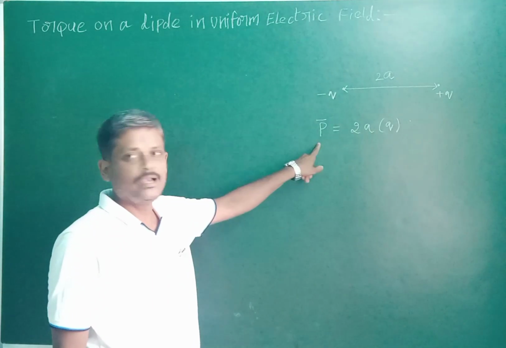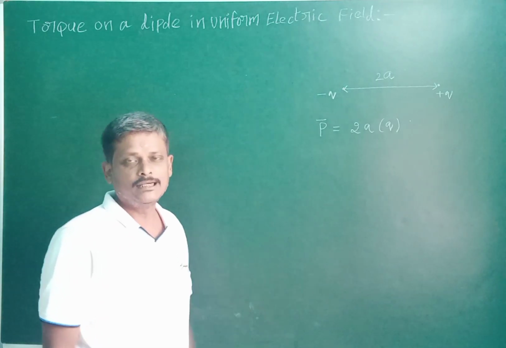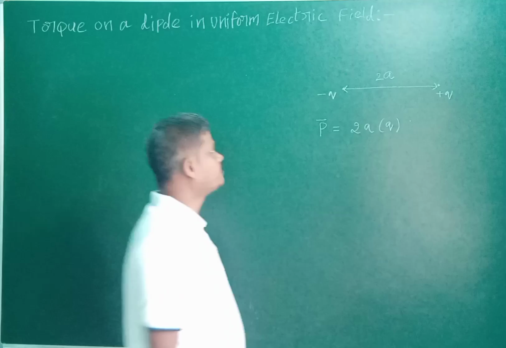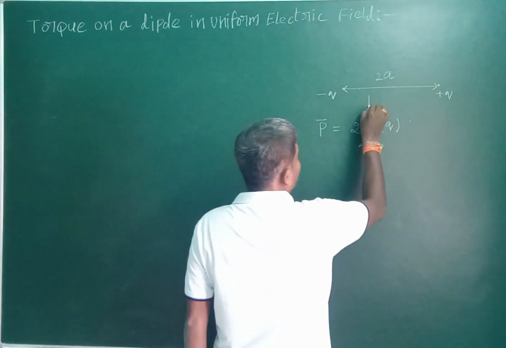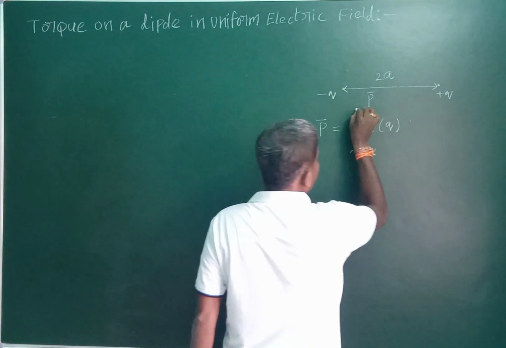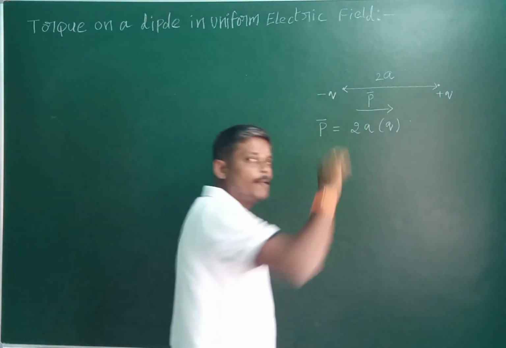This dipole moment is a vector quantity. Its direction is from negative charge to positive charge. The direction of p bar is from negative charge to positive charge.